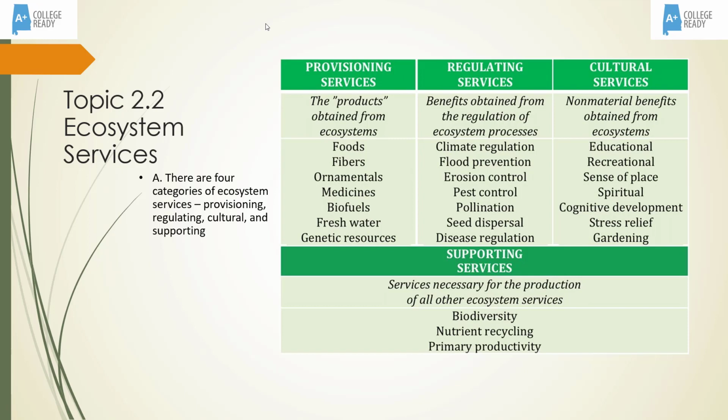And then supporting services. These are the services necessary for the production of all the other ecosystem services. You've got to have that biodiversity. Ecosystems are dependent on biodiversity. The nutrient recycling, those biogeochemical cycles. And then the primary productivity, how much stuff is actually being produced by your ecosystem.